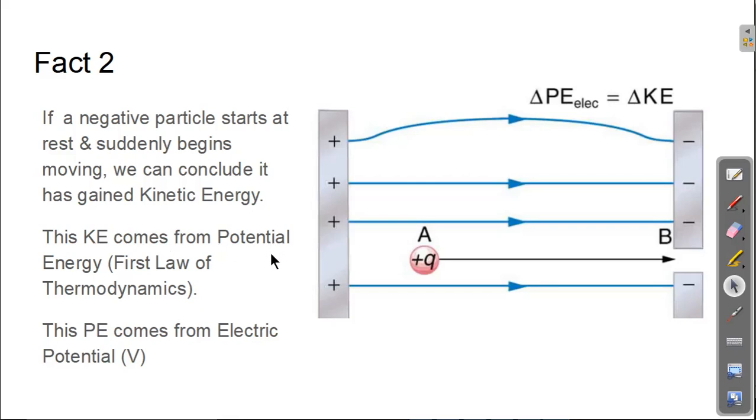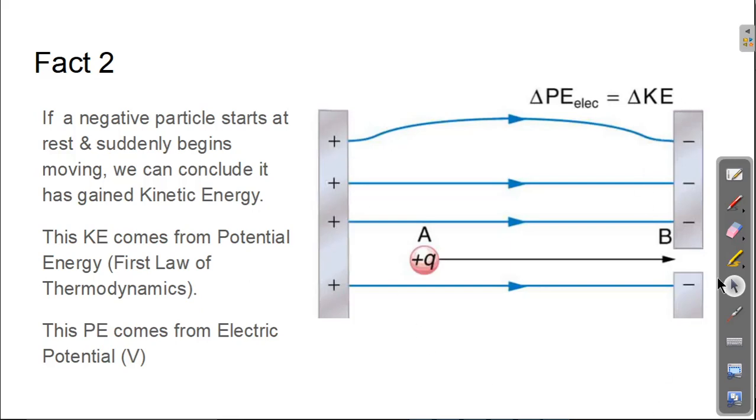Okay, so there's going to be potential energy changing into kinetic energy, and we're going to learn how this works in this module. This potential energy comes from the electrical potential, which is abbreviated with a V. A capital V is electric potential, not velocity, but electric potential. And we're going to be learning all about that.